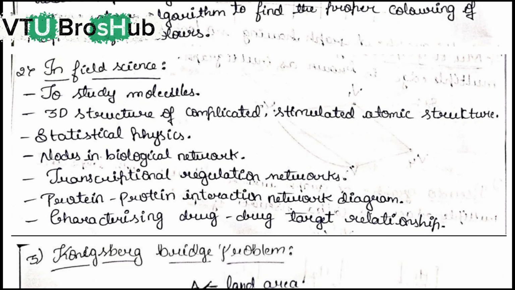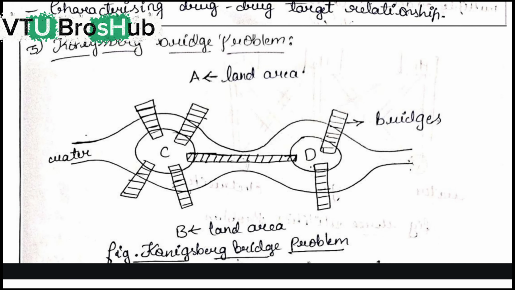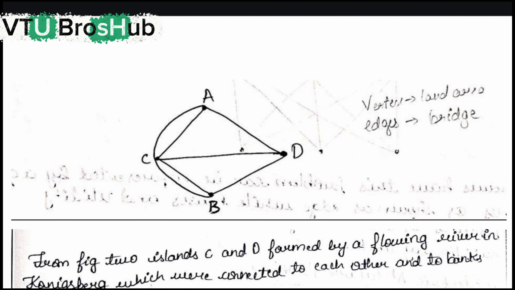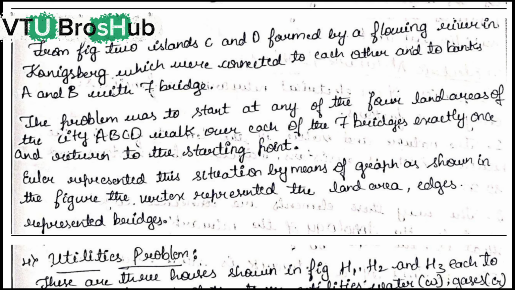Number 3, Konigsberg Bridge problem. This is the origin of graph theory. The city of Konigsberg had 7 bridges, and people tried to walk through each one only once. Euler represented the bridges and land as a graph and proved it's not possible to do that without repeating. This introduced the concept of Eulerian paths. Use the diagram from your notes. It's great for scoring bonus marks.